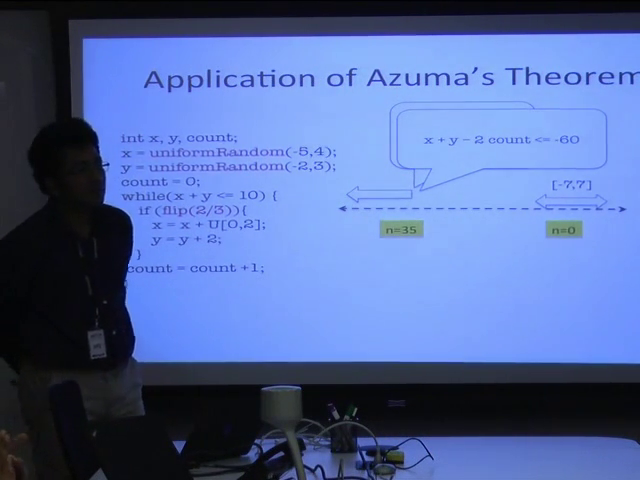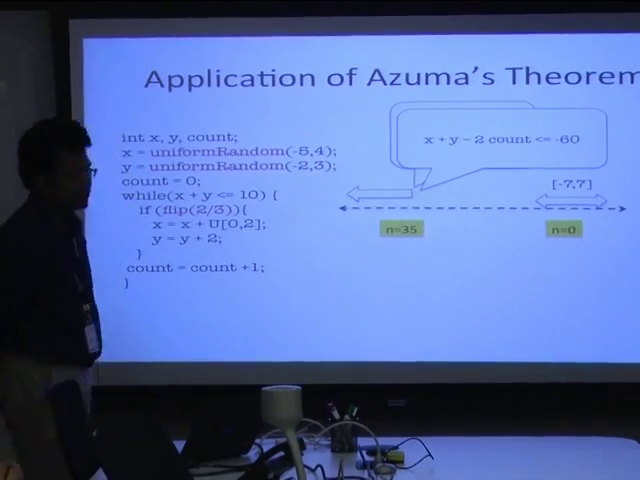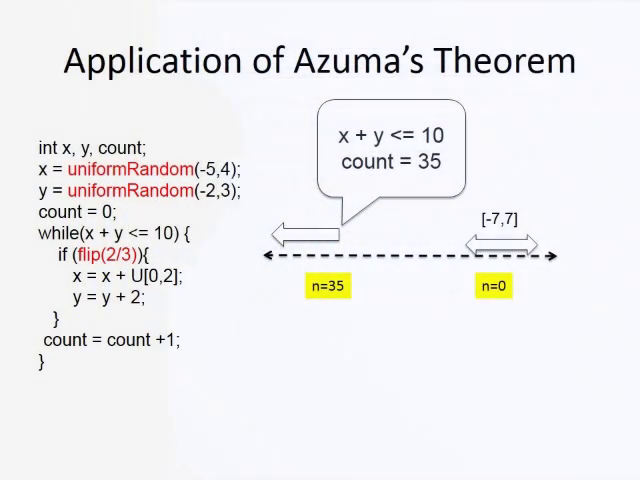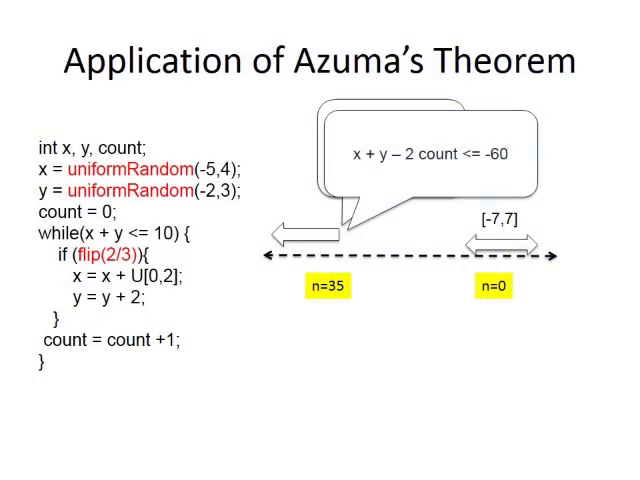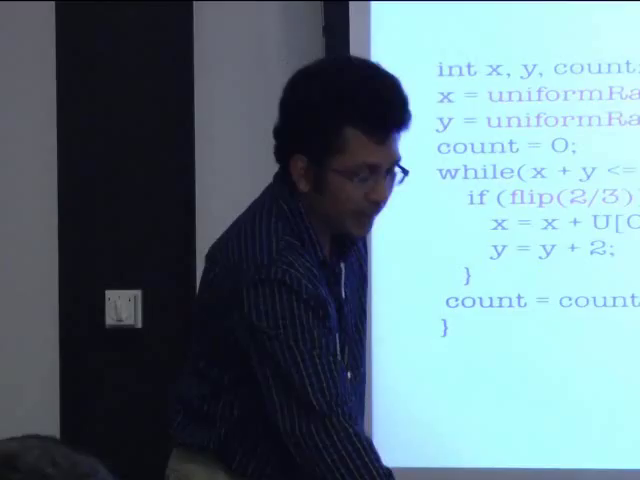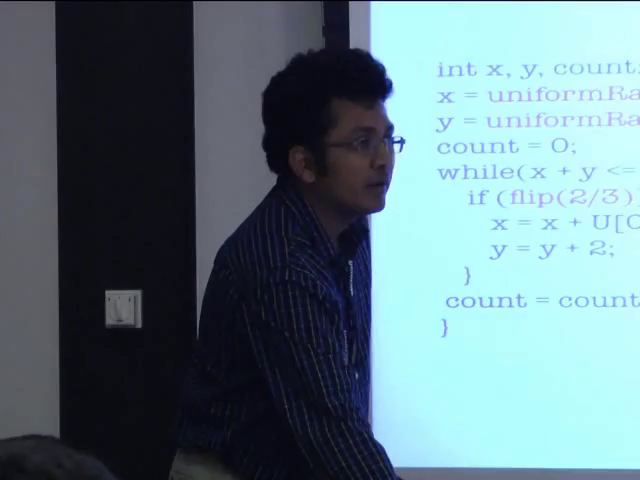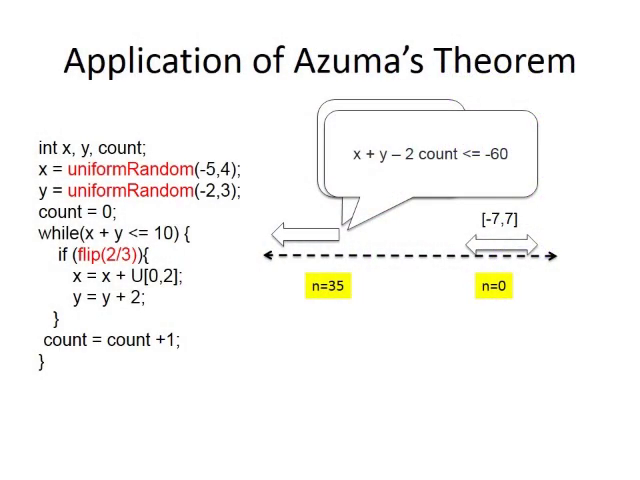I didn't understand one thing. The martingale is just an expression, x plus y minus 2 count, right? That's right. Go back one step. So those two are the property you want to check. That's right. The probability of this conjunction. That's right. What are you now doing? You are now rewriting it as an implication on the martingale expression. So if this holds, this implies this on the martingale expression.